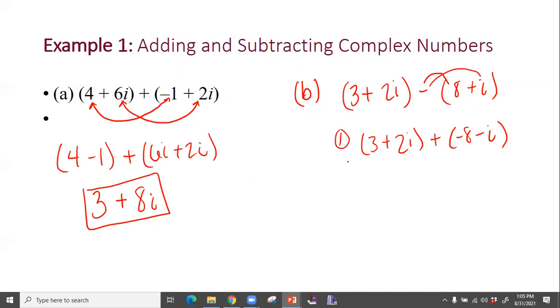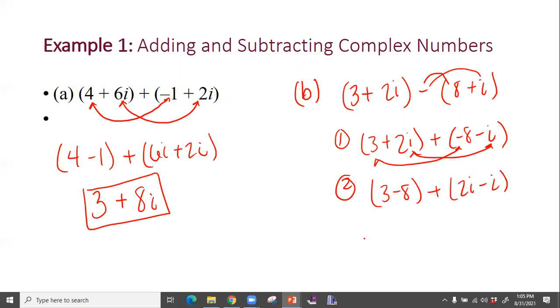Now, as you get better at this, you may not need to write every single step out, but for the sake of notes, I am going to write every single step out, okay? And then step two, you're going to combine your like terms. So real part with real part, imaginary with imaginary. That gives me 3 minus 8 plus 2i minus i. So then my answer becomes negative 5 plus i.